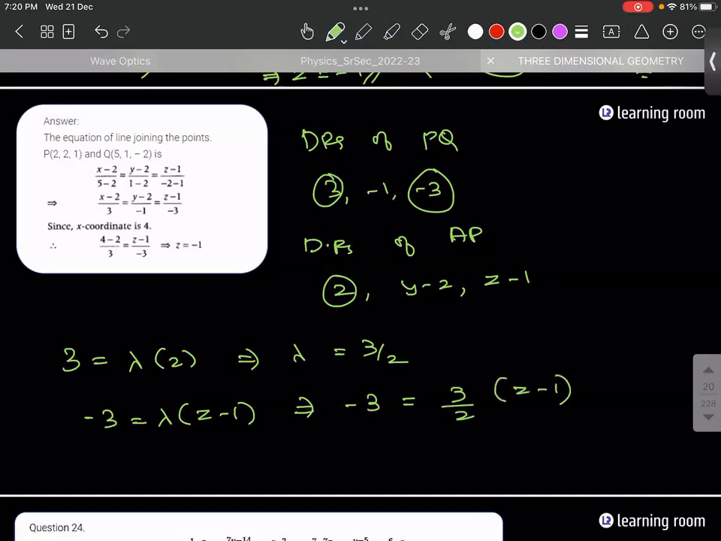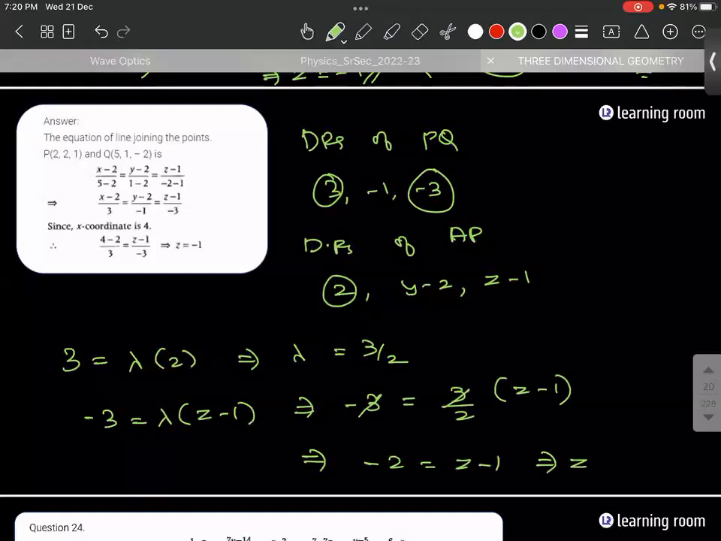Can I write it like this? This will cancel. Then minus 2 will be equal to z minus 1. Then z is minus 1. Same logic, right? It works. Okay. So I think somebody told me about using the section formula. That is also right. You can use it. It's the same thing actually. In the section formula, it is the same lambda that you are going to find. They're just different tools, all of them. Got it?